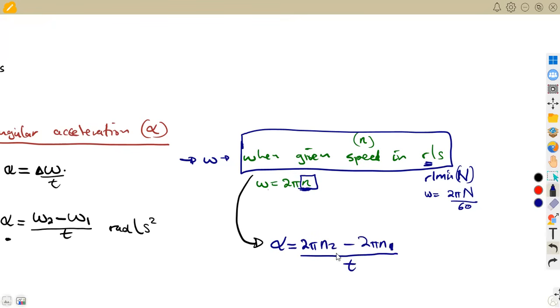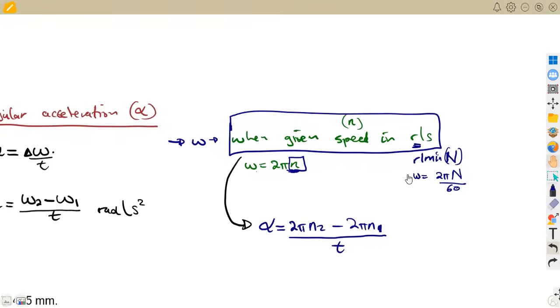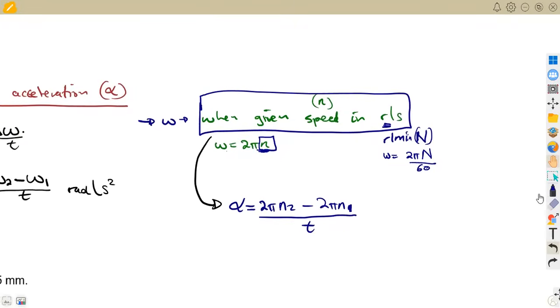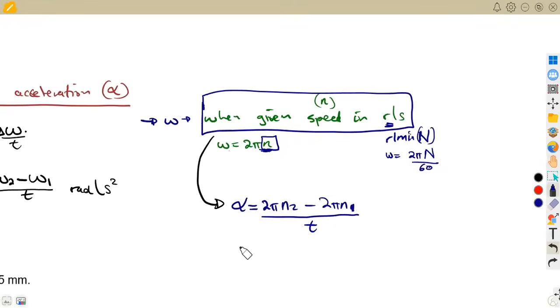This is already in revs per second, so you simply divide by the time. Because 2 pi is common, we can factor it out. So at the end, we have this formula: you remain with n2 minus n1, everything over the time in seconds. You obtain the angular acceleration again in rad per second squared.